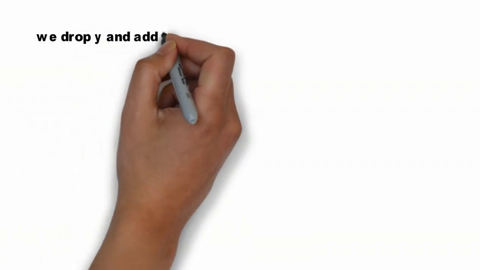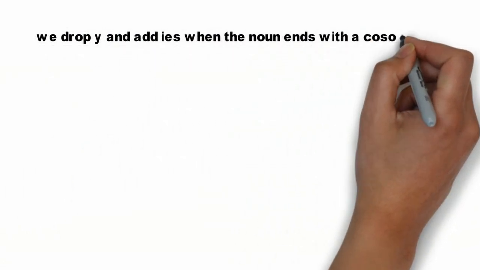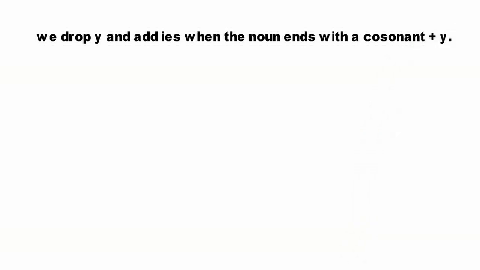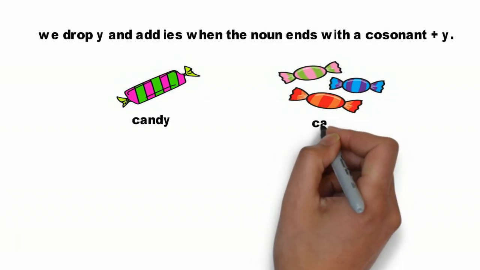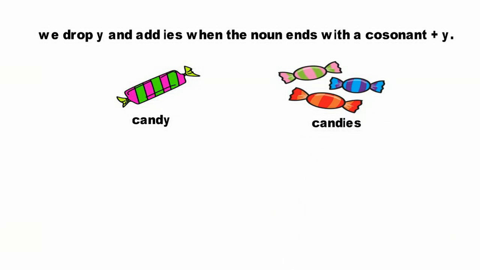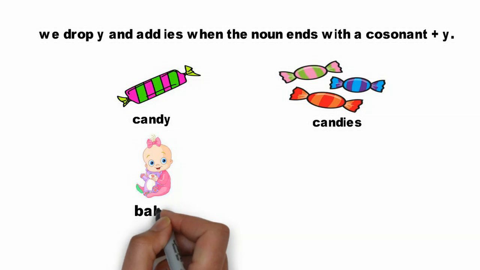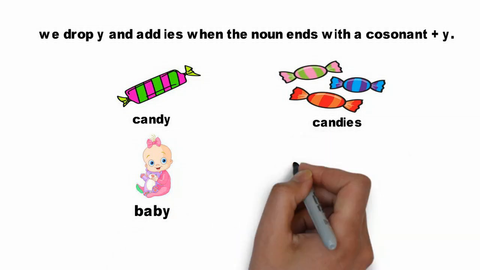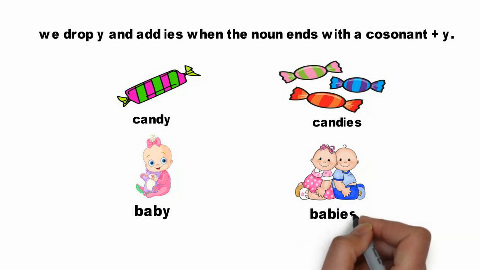We drop y and add ies when the noun ends with a consonant and then a y. For example, candy, I add ies and drop the y. Candies. Baby, I drop the y and add ies. So if it's plural, it will be babies.